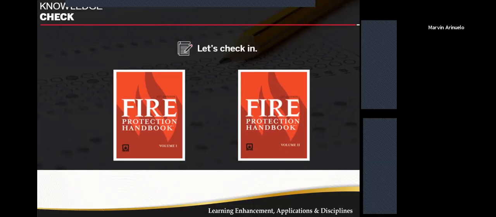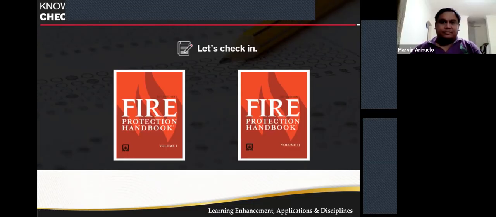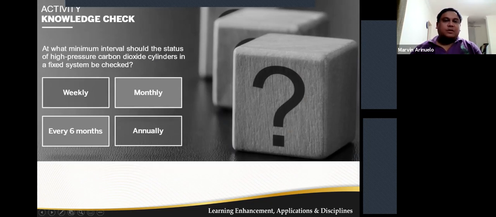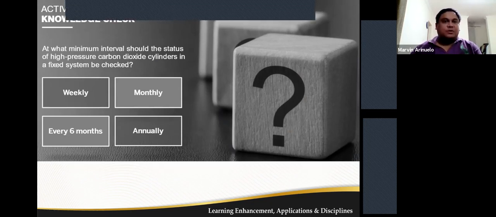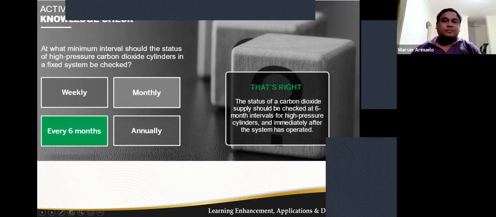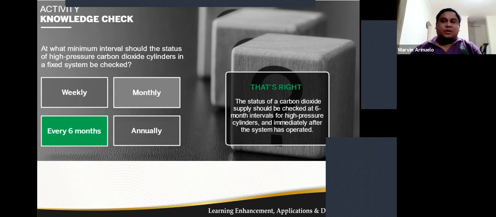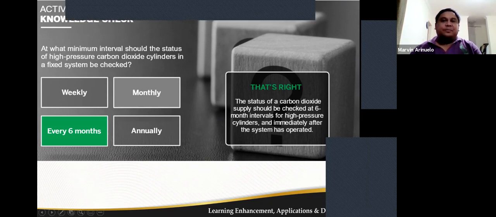Let's hear Barry Chase. Okay, so let's check in. At what minimum interval should the status of a high pressure carbon dioxide cylinder in a fixed system be checked? Okay, according to your Fire Protection Handbook, page 17 to 89, it is every 6 months, for the high pressure cylinder.